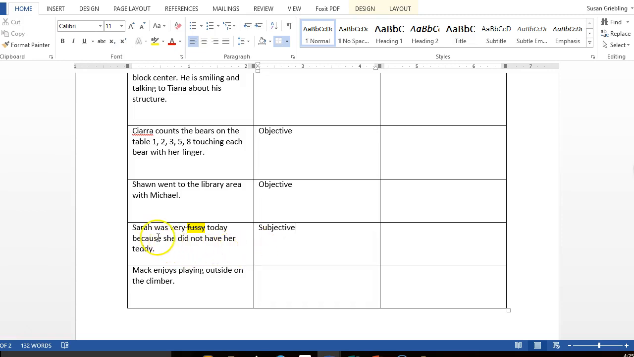How did you know she was fussy today because she didn't have her teddy? What did she tell you? How did you know this? So give me more details. What I'd like you to do right now is to practice rewriting this note by giving me more details. And you're going to have to make it up, so go ahead and do that.